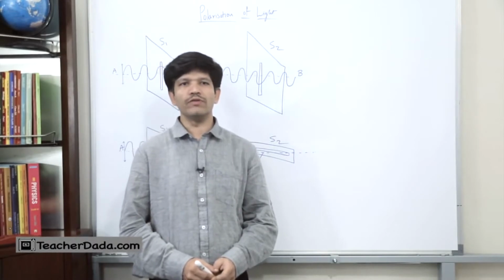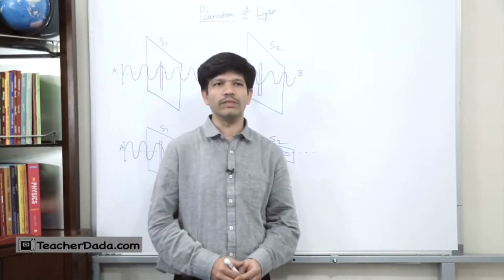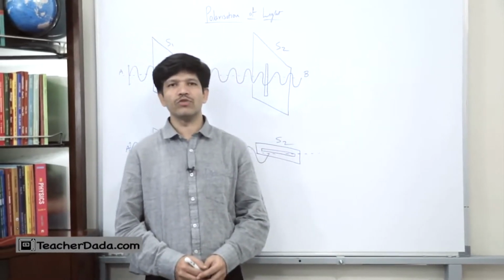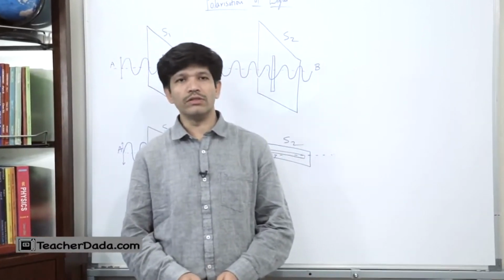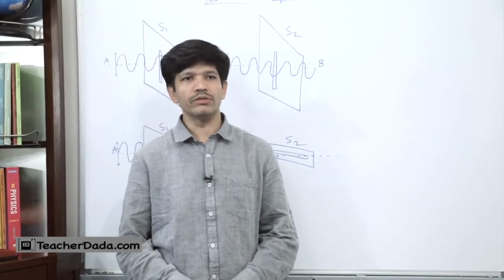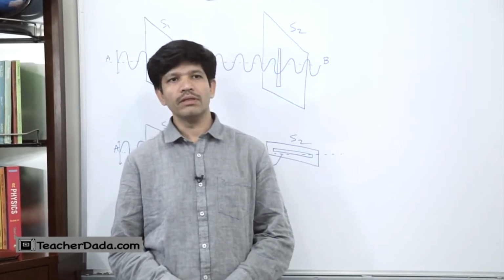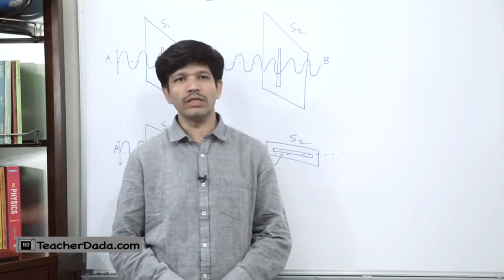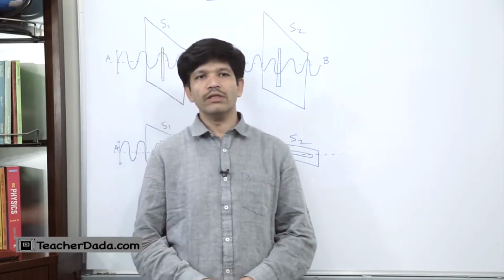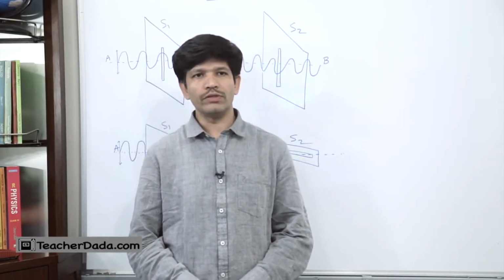In longitudinal waves, the vibrations of the particles of the medium take place in the direction of the propagation of the wave, whereas in transverse waves, the vibrations of the particles of the medium are perpendicular to the direction of the propagation of the wave. Sound waves are longitudinal waves.